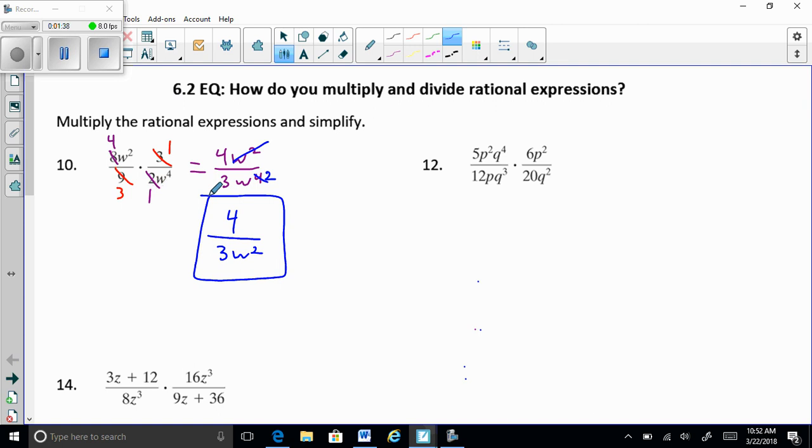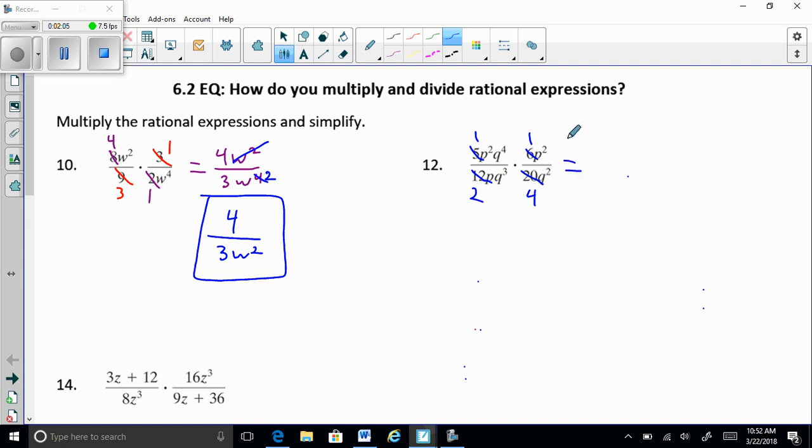And so this next one, 12, is honestly basically the same. It's just got a little bit more to it. It's got more variables and stuff. So if we look at this one, let's deal with the numbers first, and then we can deal with the variables second. So if we look right here, this 5 can reduce with this 20. The 6 and 12 can reduce right here. Okay, so let's go ahead and see what we have left.